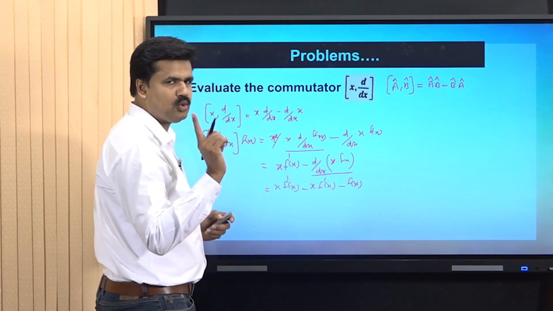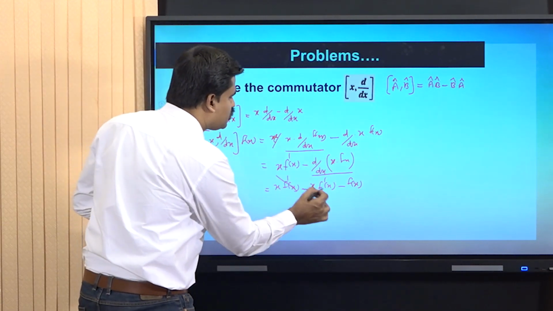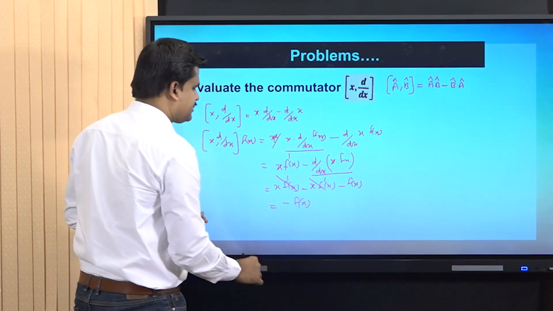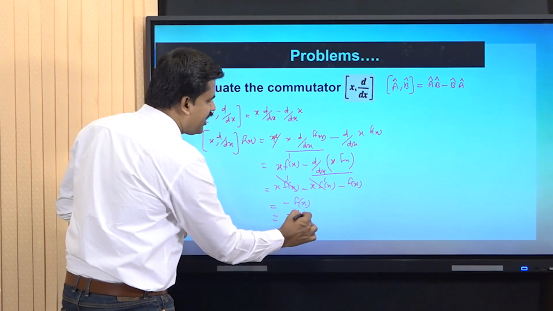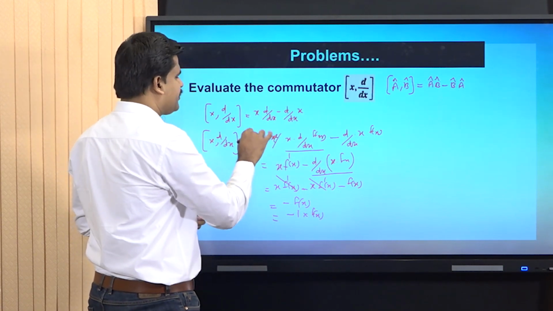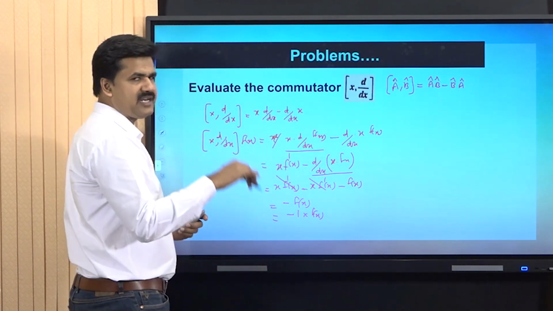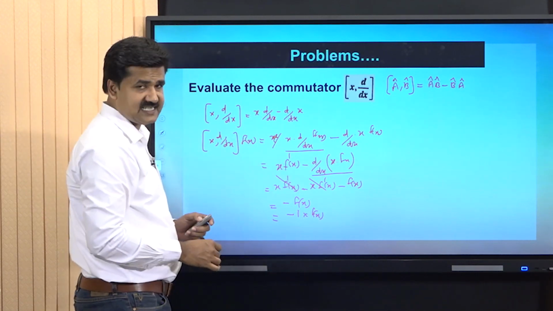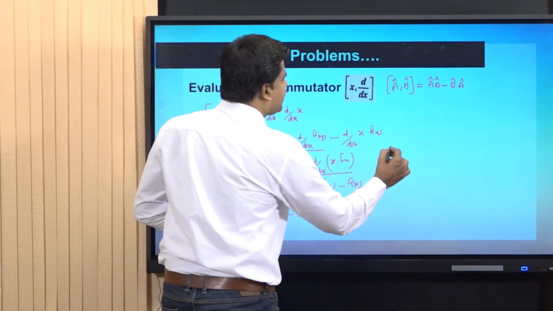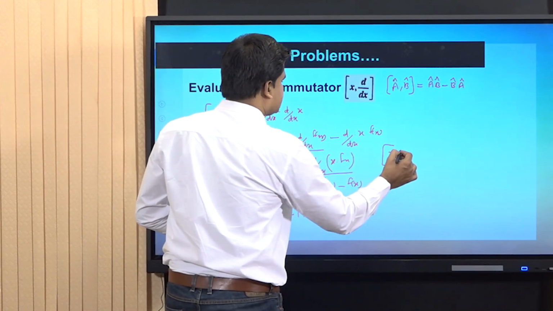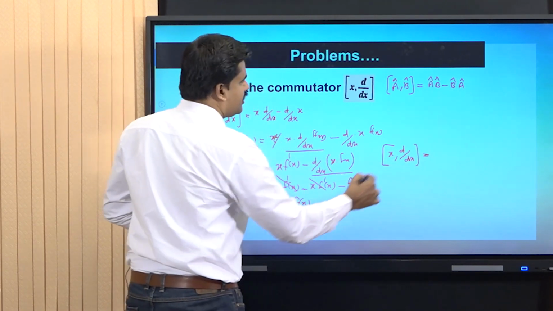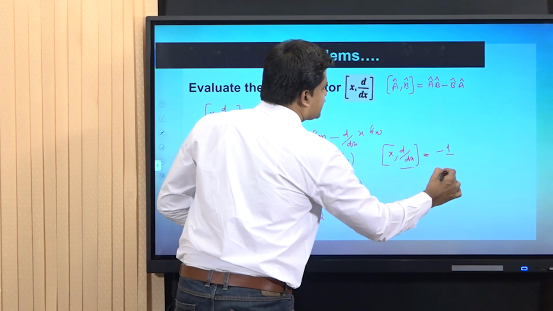dx by dx is equal to 1. So the first two terms will vanish and the result is minus f of x. That means minus 1 into f of x is the result. I put f of x for doing the calculation, so in the final step, I have to remove f of x from both the sides. Therefore, I got the commutator x, d by dx equal to RHS, that is equal to minus 1.